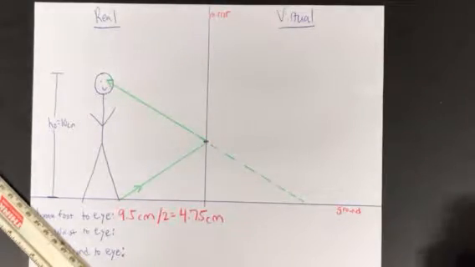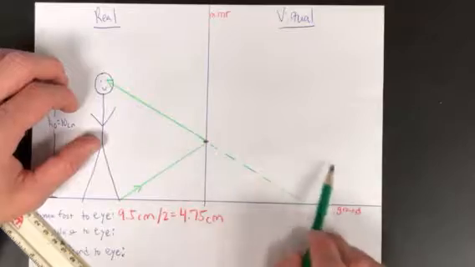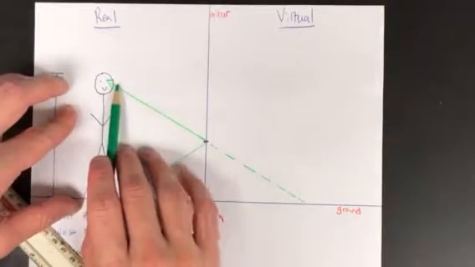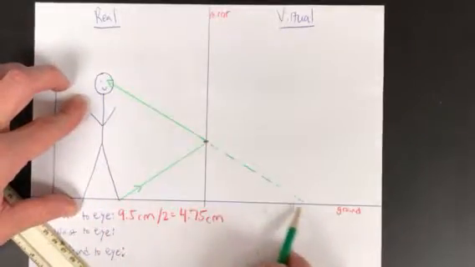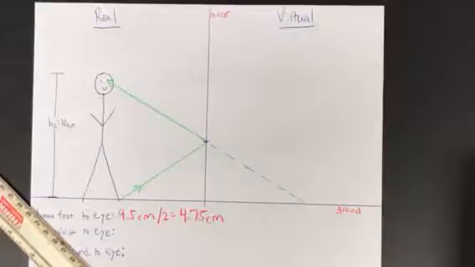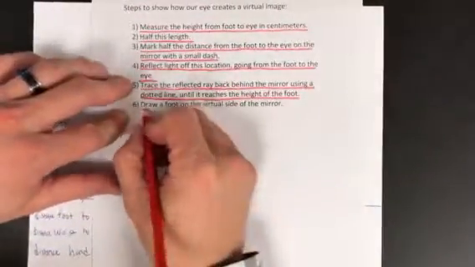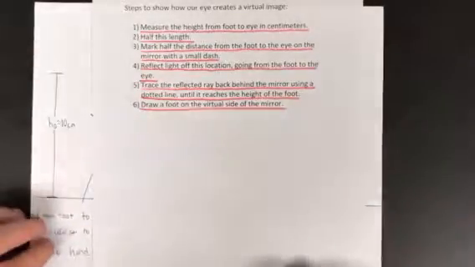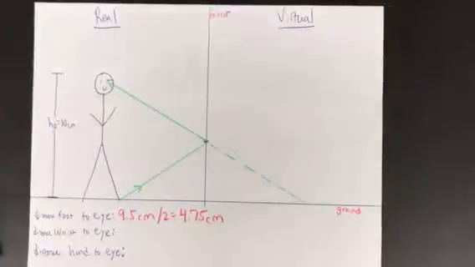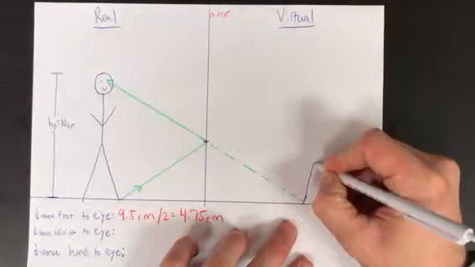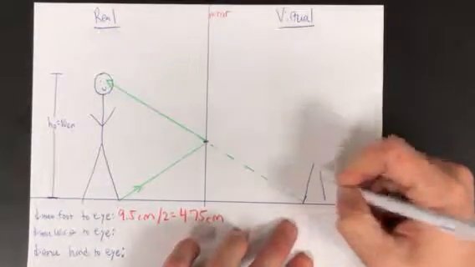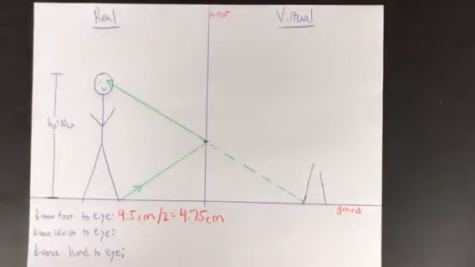The thing is, our mind thinks the light came from behind the mirror because our mind thinks that light goes in a straight line. So this reflected ray, our mind thinks it came from back here. And then, because it thinks it came from back there, we could do step 6, draw a foot on the virtual side of the mirror. So yeah, we could do that with pen, because I drew his object with pen. And yeah, I'll start kind of drawing a foot right there and start creating his image there.